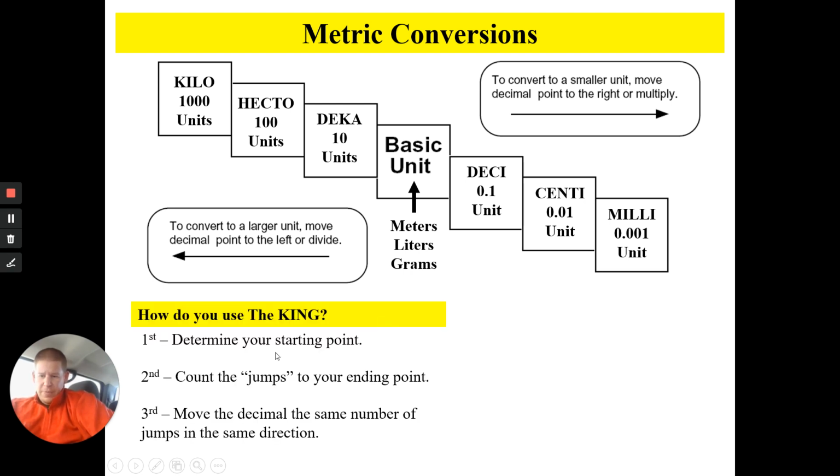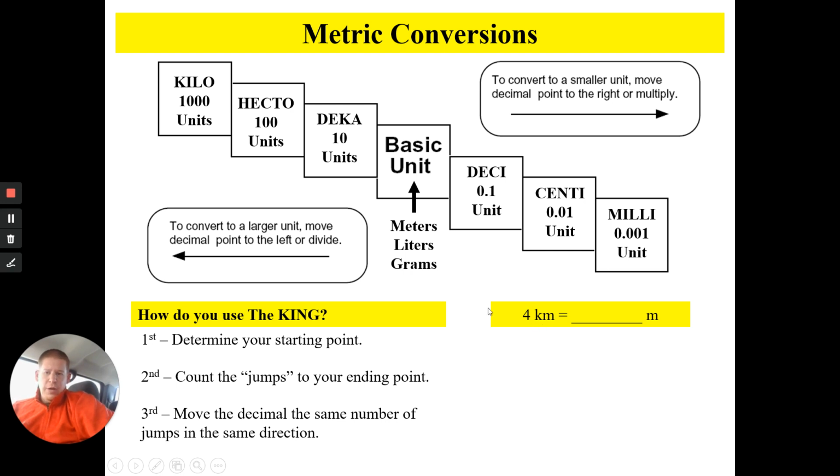So how does this work? The first thing we're going to do is determine the starting point. So let's say, for example, we're starting with centi, and we jump to milli. We would start at centi, and then we would count our jump, and then we would move our decimal place to the right.